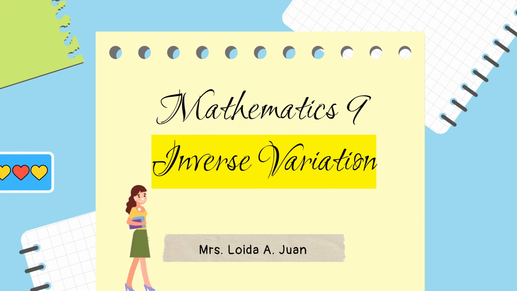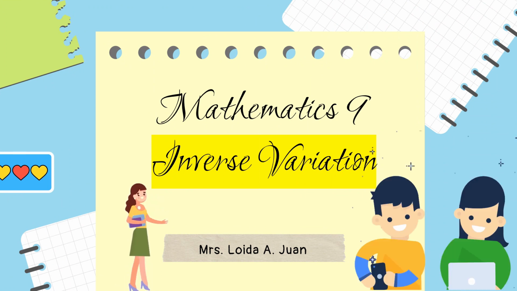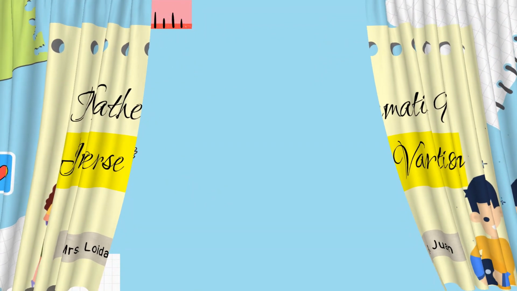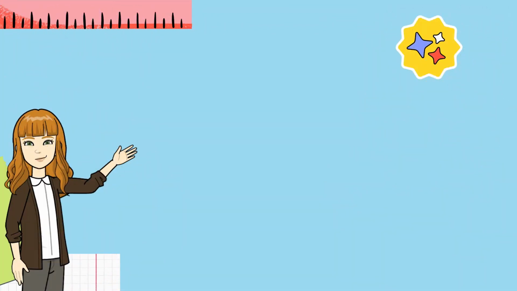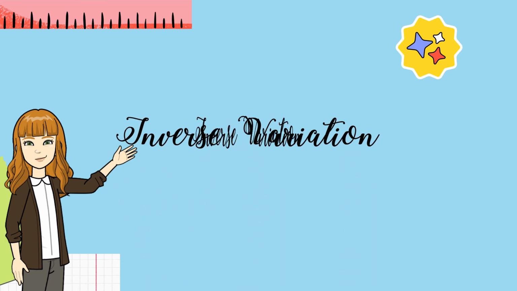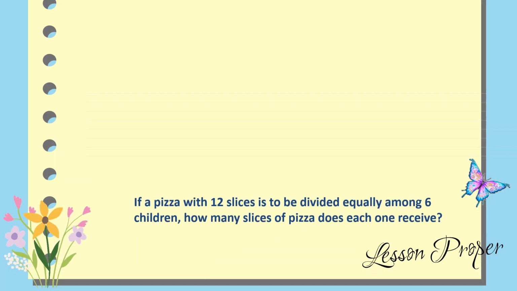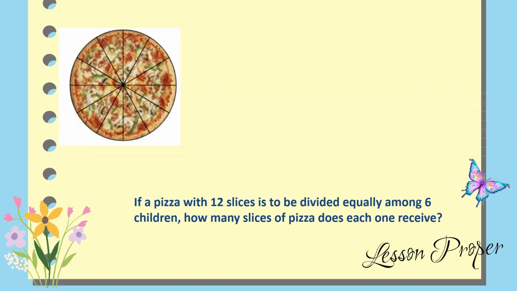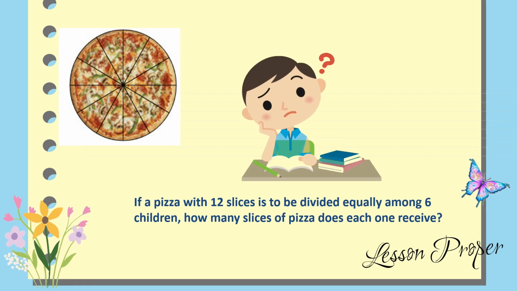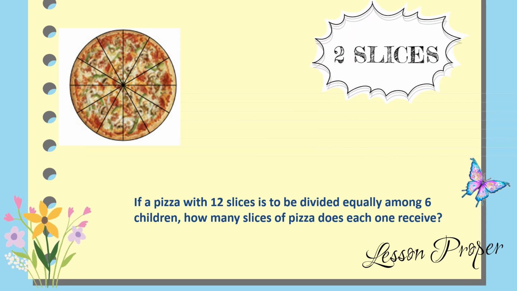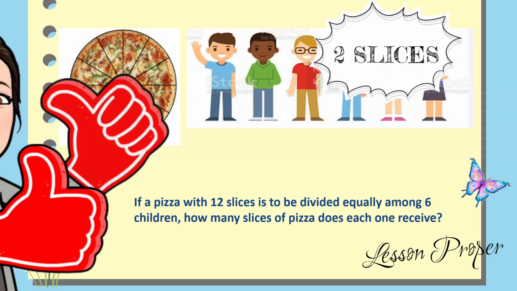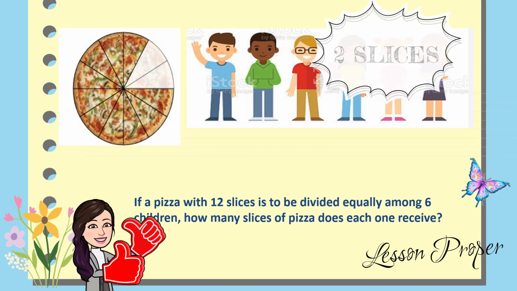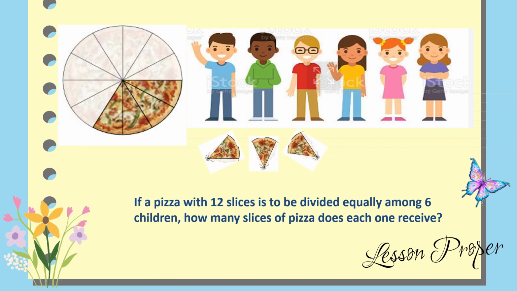This is all about inverse variation. Let's consider this situation. If a pizza with 12 slices is to be divided equally among 6 children, how many slices of pizza does each one receive? That's right. Each one receives 2 slices of pizza.